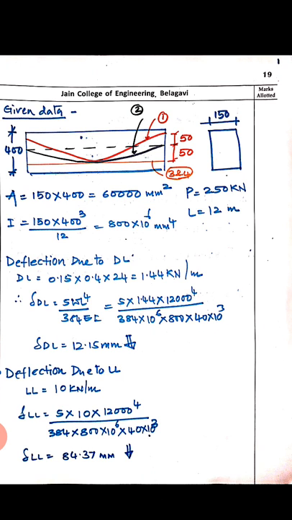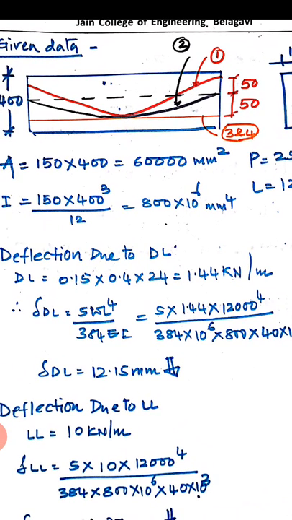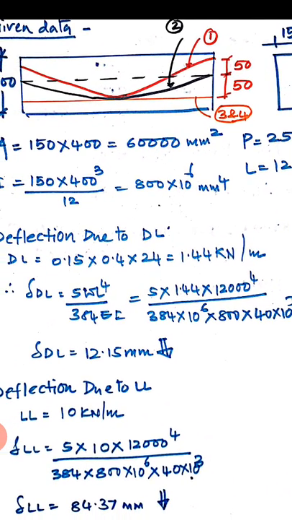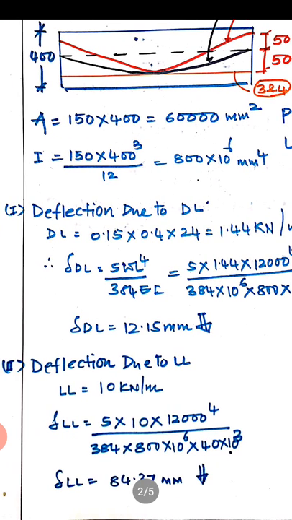We'll calculate the dead load. According to the given data, we got the dead load as 1.44 kilonewton per meter, that is 0.15 by 0.4 into 24. Because of that we have the deflection, that is 5 WL to the 4 upon 384 EI. You can easily calculate that. So we got the deflection due to dead load as 12.15 mm. Then also the deflection due to live load. The live load is given as 10 kilonewton per meter, so delta LL is again 5 WL to the 4 upon 384 EI. E is also given: Ec of the concrete is 40 kilonewton per mm square. Therefore, we got the deflection due to live load as 84.37 mm.